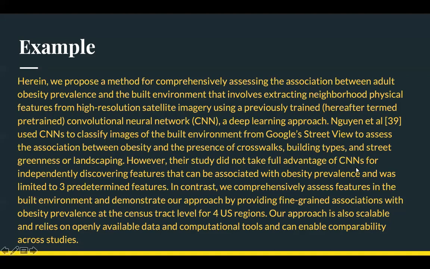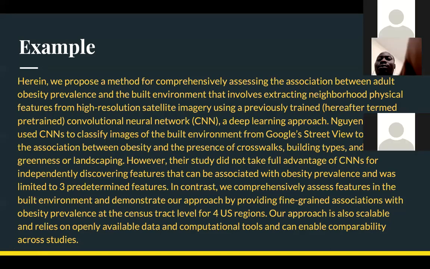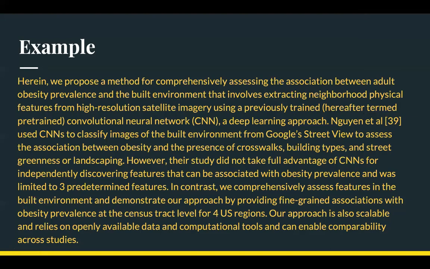And they had done something similar to what we had done, but they had used Google Street Images instead of satellite images. And so that was a difference. There was also a difference in their methods, but the overall idea was very similar. So instead of just pretending like this paper doesn't exist, we had to acknowledge that the paper existed and then state why our paper is still relevant and how our paper is different from their paper.